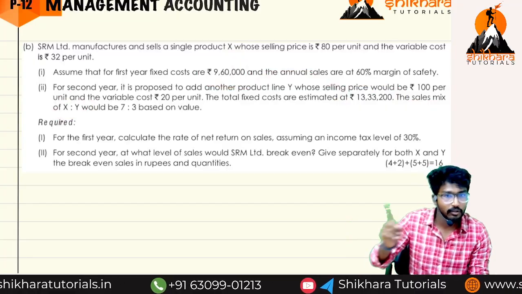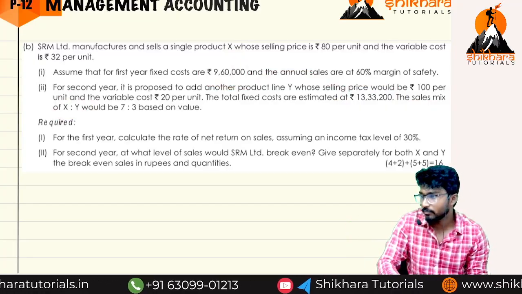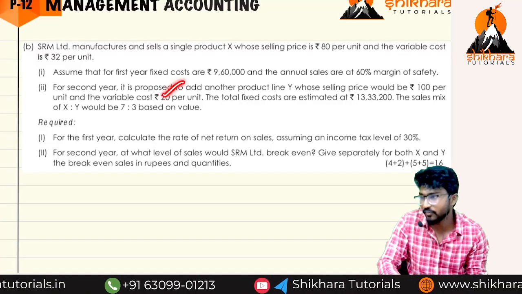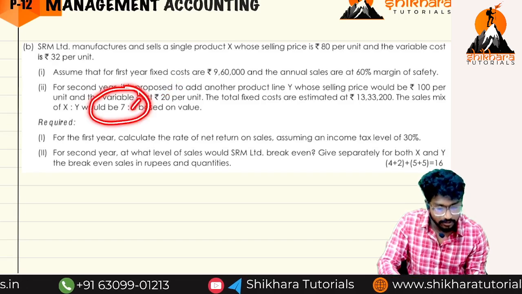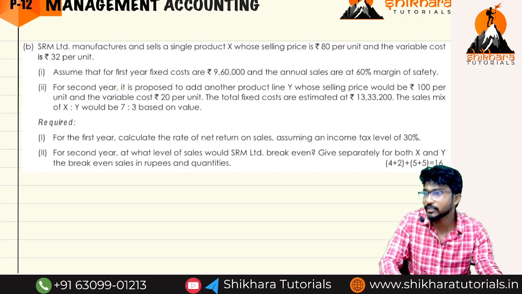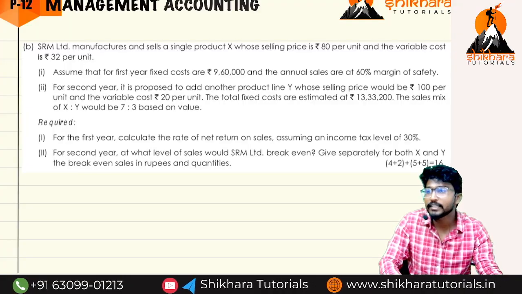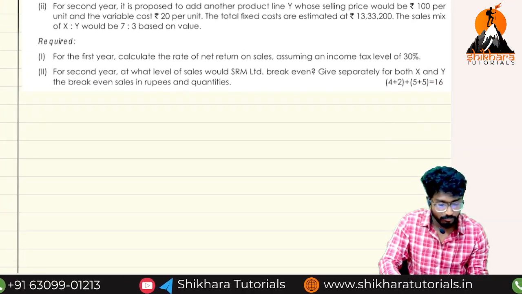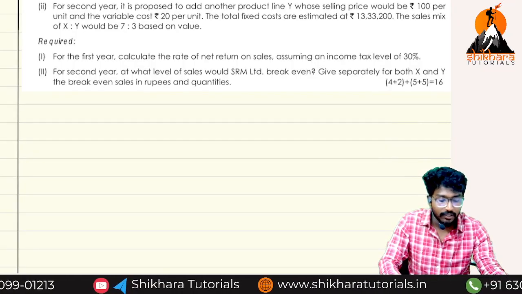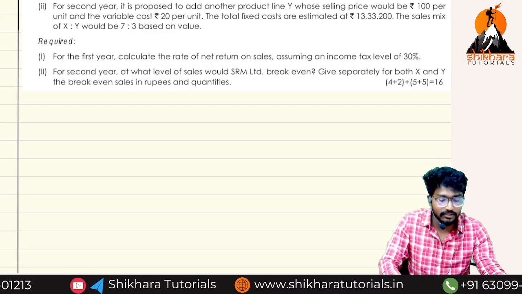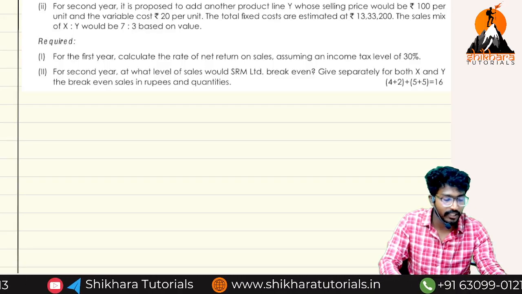The sales mix of X and Y. Previously we have only one product, that is X, but now we introduced another product called Y. Due to that there would arise one sales mix. The sales mix is how much? 7:3 ratio.